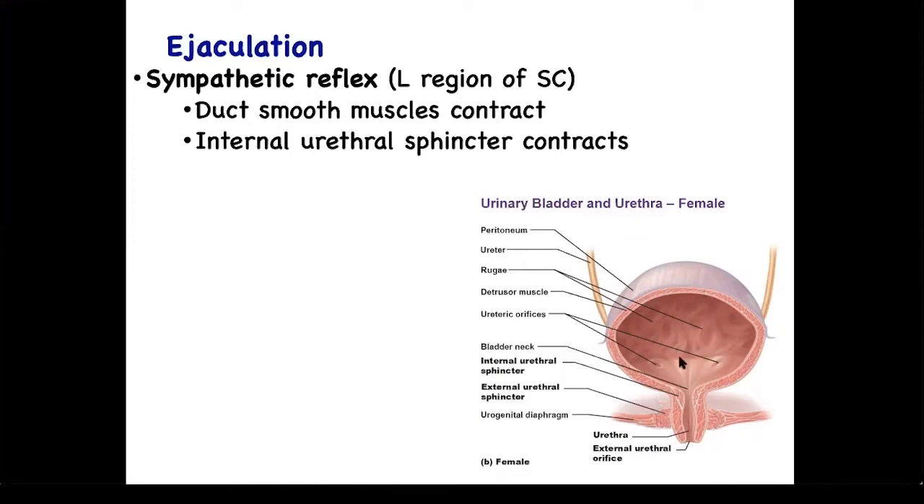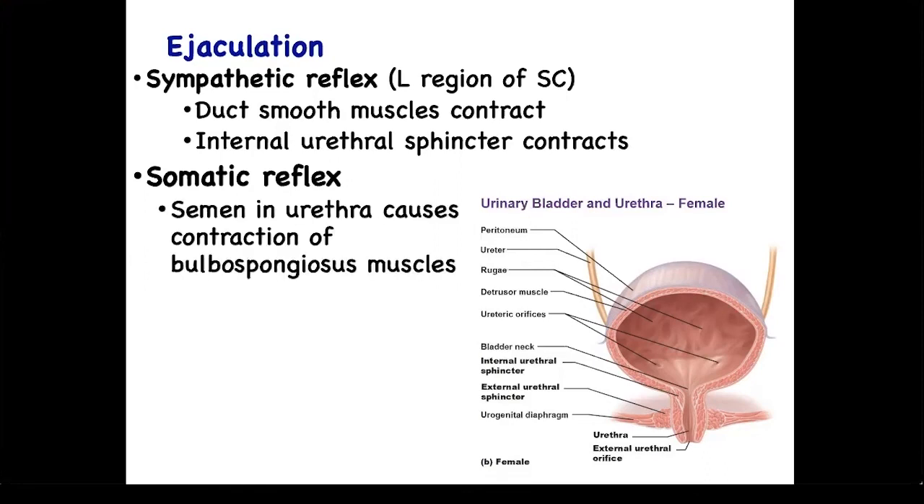During ejaculation, you want to make sure that urine is not released into the urethra to become part of the semen. In order to prevent that, the internal urethral sphincter must contract to close off the entrance into the urethra. The second type of reflex is a somatic reflex. Recall that the somatic branch of the nervous system innervates skeletal muscles, and this is the voluntary branch, whereas the autonomic branch of the nervous system consists of parasympathetic and sympathetic fibers, which are involuntary.